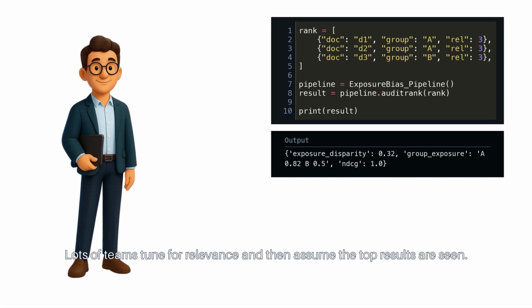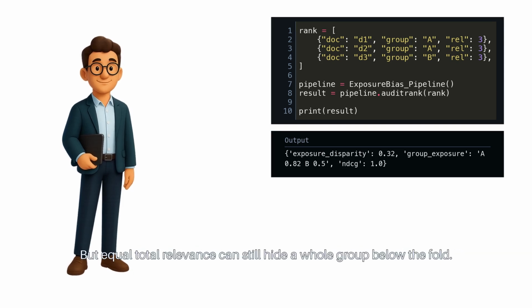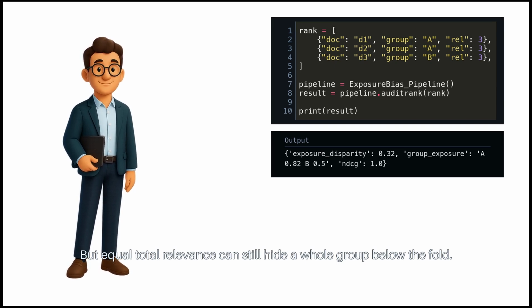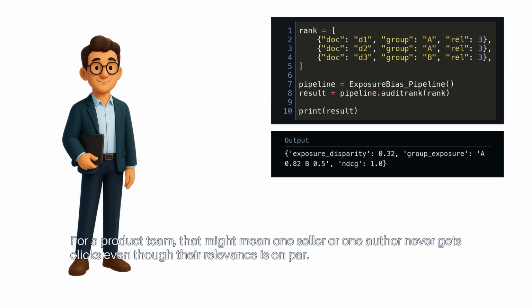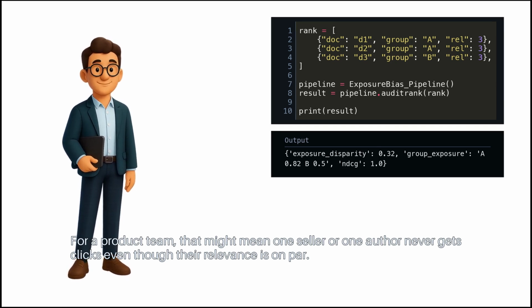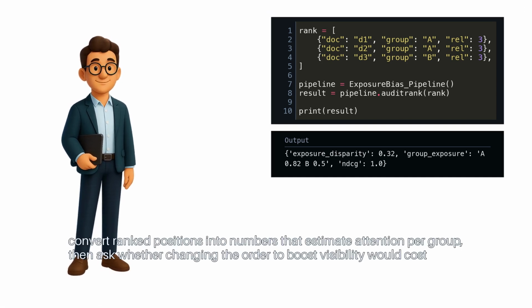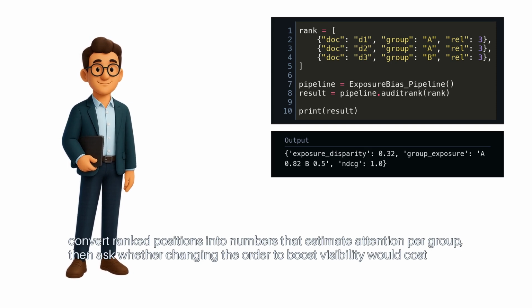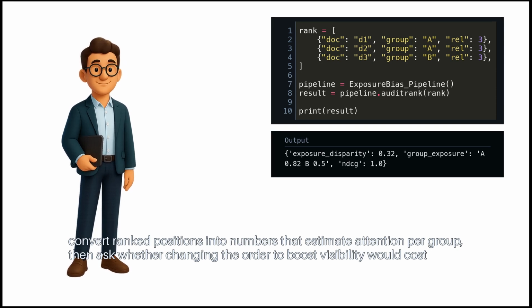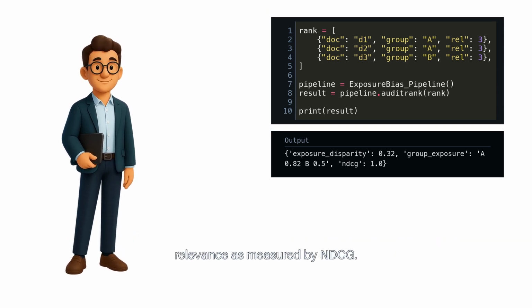Lots of teams tune for relevance and then assume the top results are seen. But equal total relevance can still hide a whole group below the fold. For a product team, that might mean one seller or one author never gets clicks, even though their relevance is on par. The mental model is straightforward. Convert ranked positions into numbers that estimate attention per group. Then ask whether changing the order to boost visibility would cost relevance as measured by NDCG.